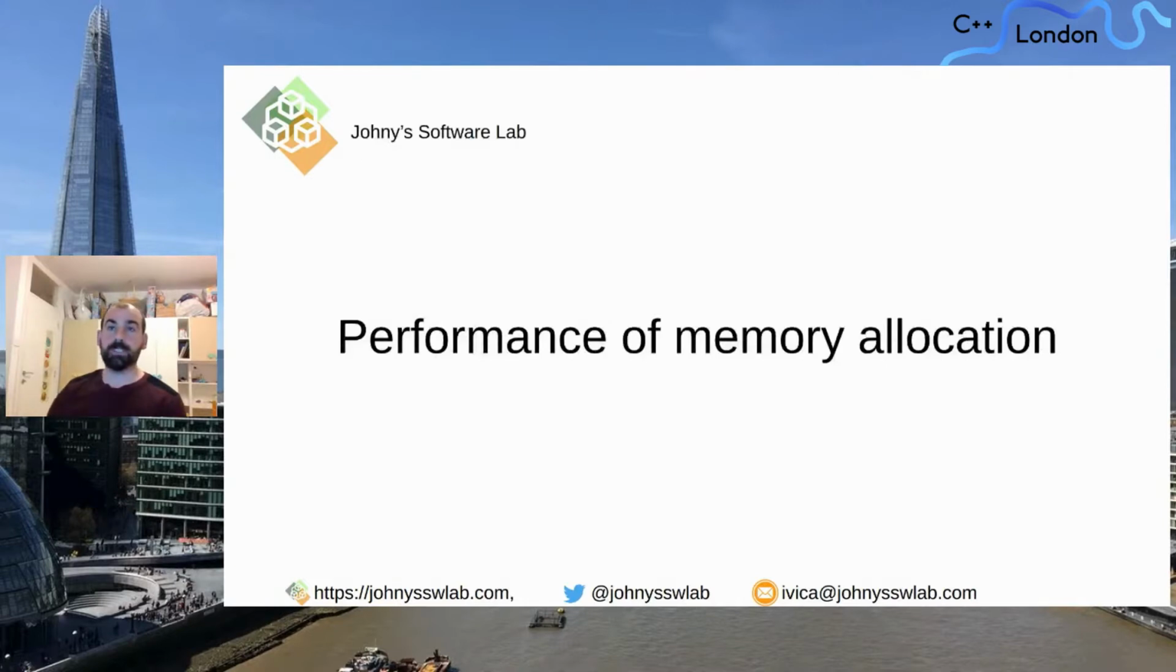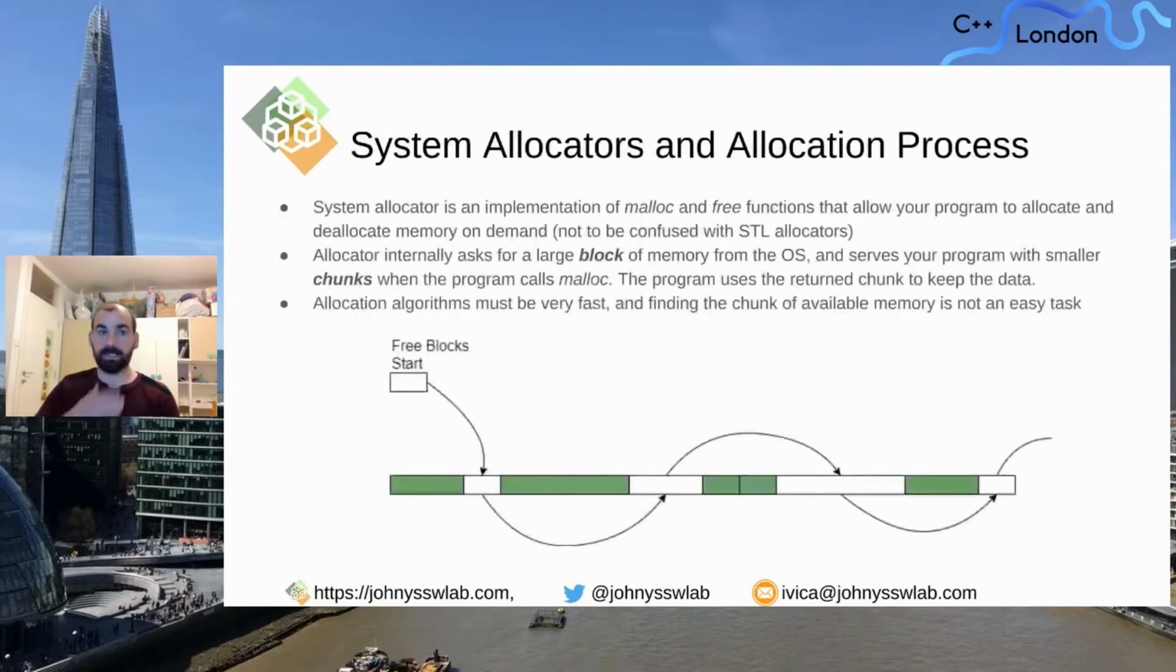So the first part of the talk is the performance of memory allocation. Let's first give a short introduction about memory allocations: what is a system allocator and what the allocation process looks like. The system allocator is an implementation of the malloc and free functions that allow your program to allocate and deallocate memory on demand.